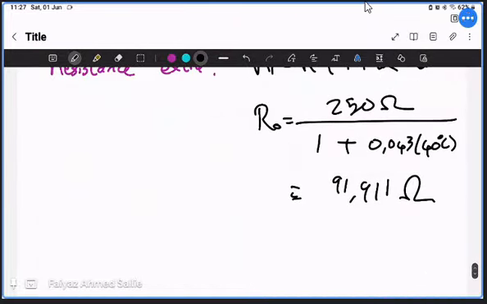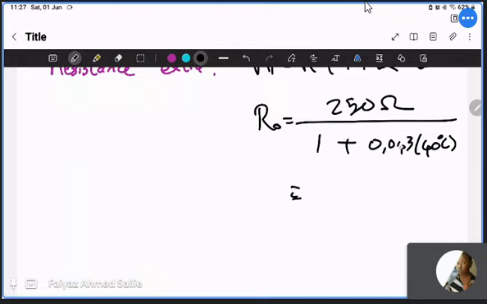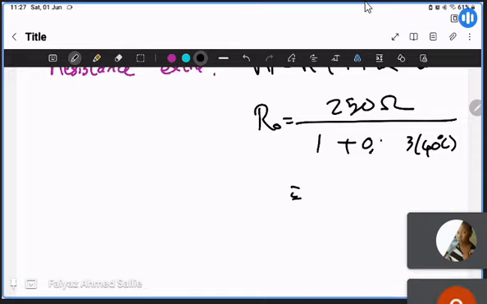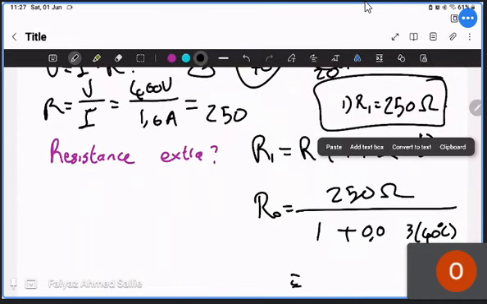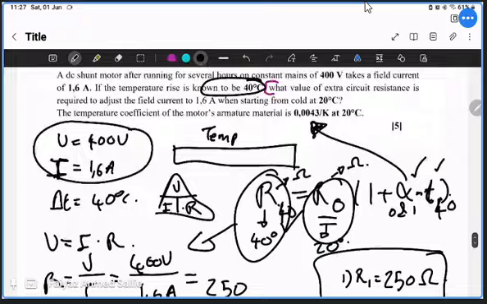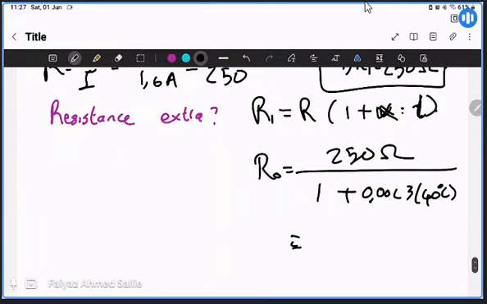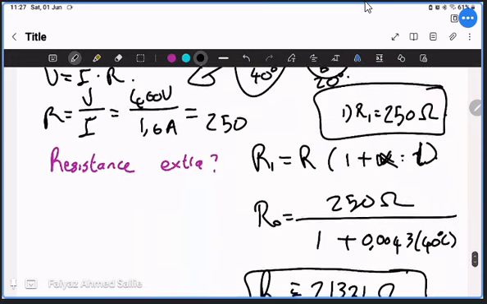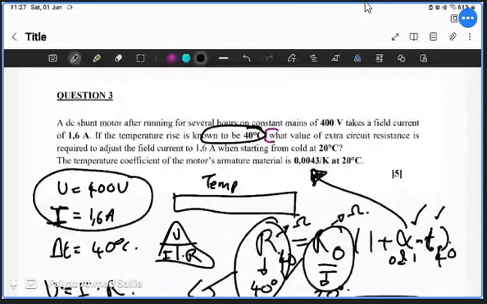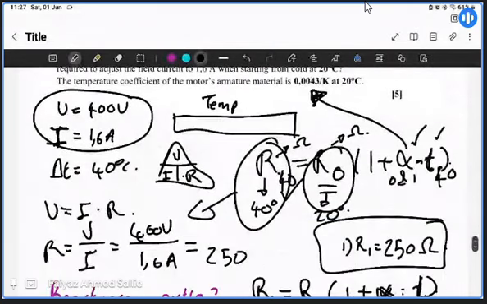Oh, sorry guys, I think I made a mistake here. Here should be 0.0043, and then our answer here would be 213.31 ohms. So that would be the resistance of the resistor at 40 degrees, right?